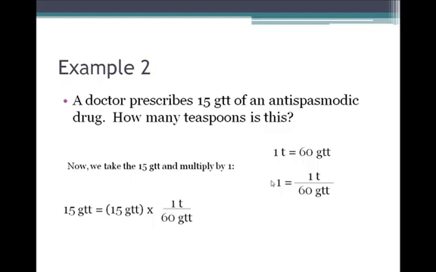Again, with a unit analysis, the drops would cancel, the GTTs, and as they cancel out, we then are left with 15 divided by 60. And again, with the household measurements, we generally want to leave these as fractions, and so we can just write 1/4 of a teaspoon.